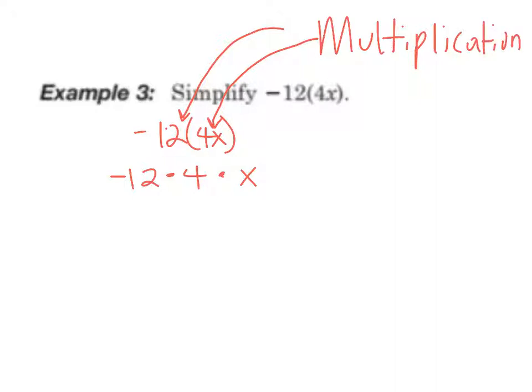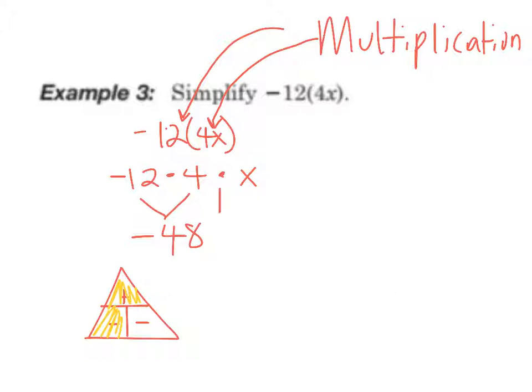Okay. So negative 12 times a positive 4. So if I use my triangle, I have a negative and I have a positive, so my answer will be negative. There you are. And 12 times 4 is 48. Bring down everything you haven't used yet. So I have a multiplication symbol, and I have an X. And then I can multiply those things together.